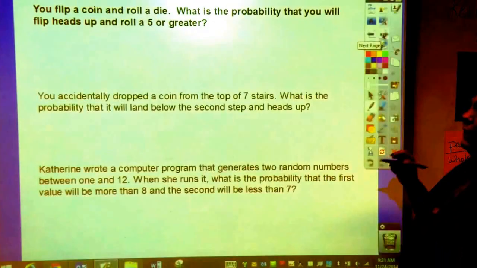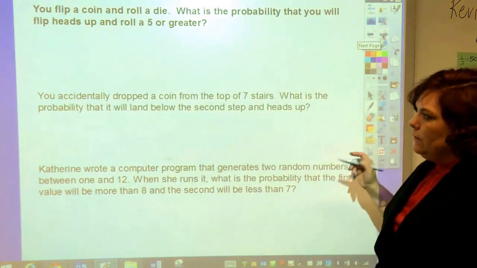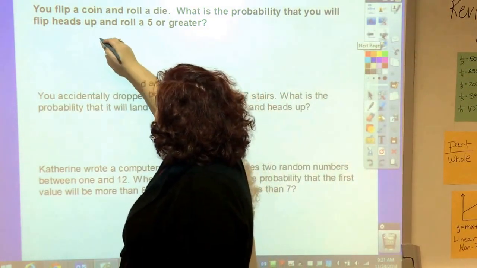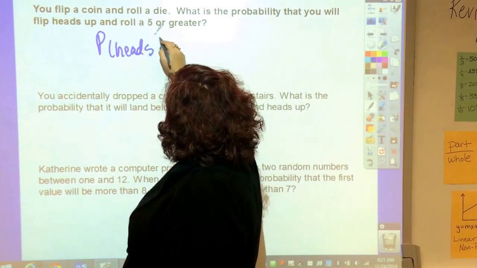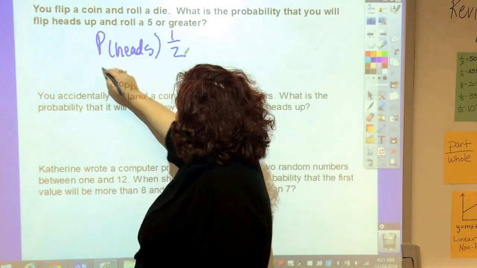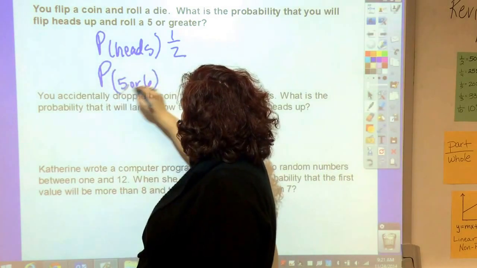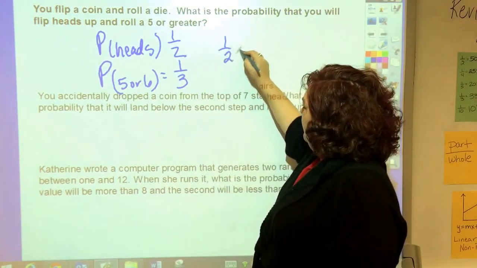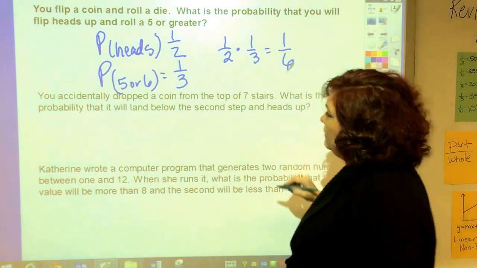So you're going to see these in a lot of different ways. You flip a coin and roll a die. What's the probability you'll get heads up and a 5 or greater? So the probability of heads is 1/2. And the probability of 5 or 6, because 5 or greater, is 1/3. And so 1/2 times 1/3 equals 1/6.